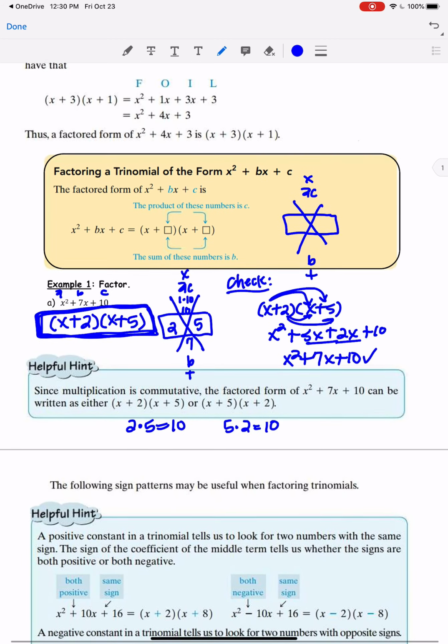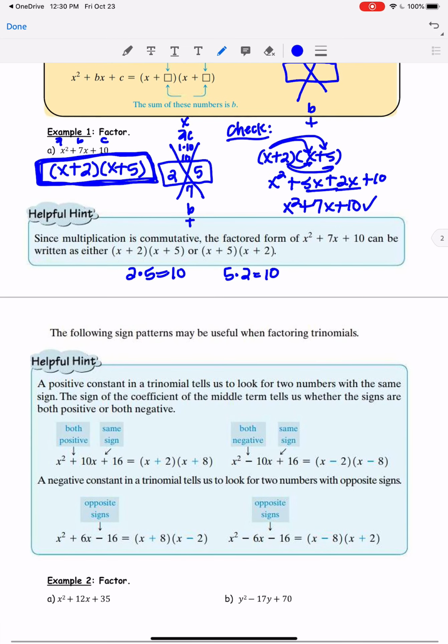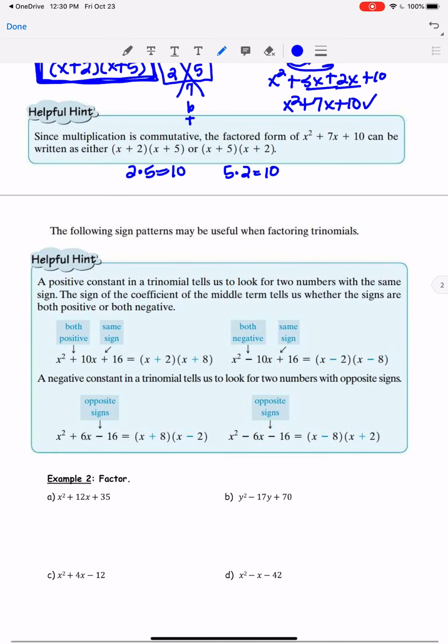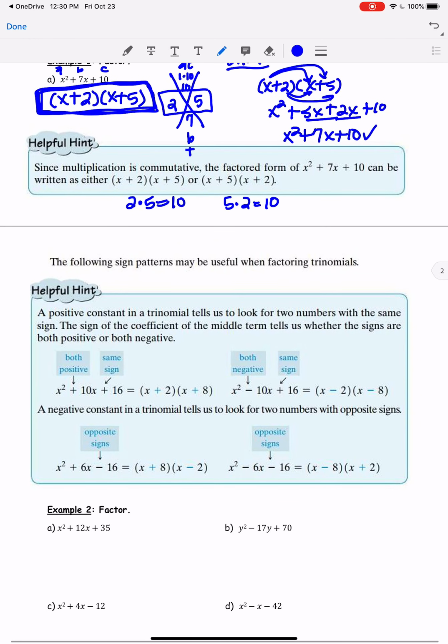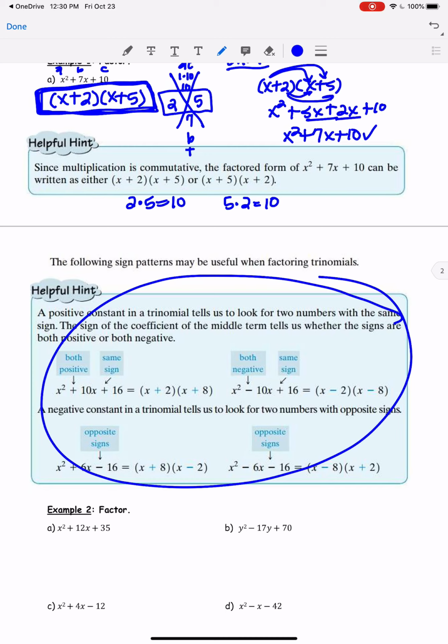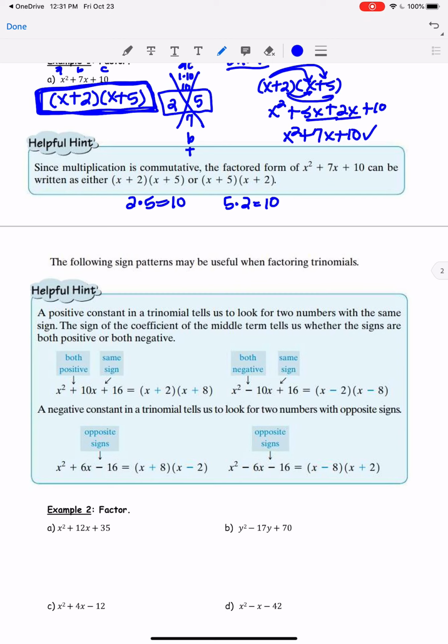So this one was kind of the most simple one because you had all positives. There's 4 things that can happen, and so I put this here. If you're good at your multiplication, this portion here should honestly just kind of make sense. But if we're not good at our multiplication, here's some helpful hints. When you have a positive and a positive, we're going to call this our first case. If you have positive and positive, it leaves both of these numbers to be positive.